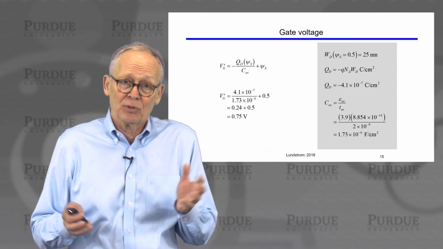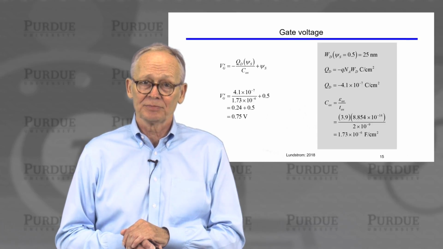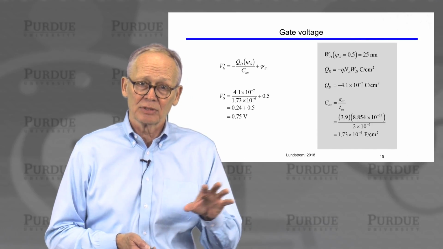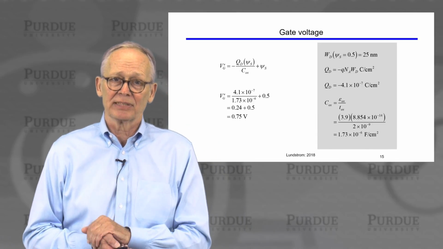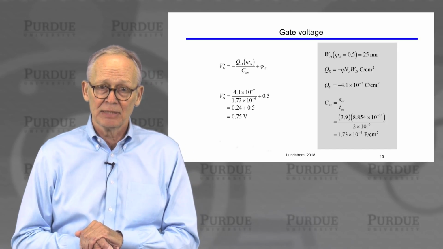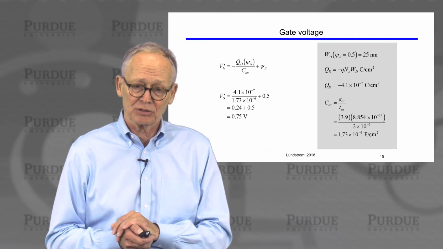And we find that the gate voltage is 0.75 volt. It took 0.75 volt to produce 0.5 volt potential drop in the silicon because 0.25 volt was lost across the oxide.